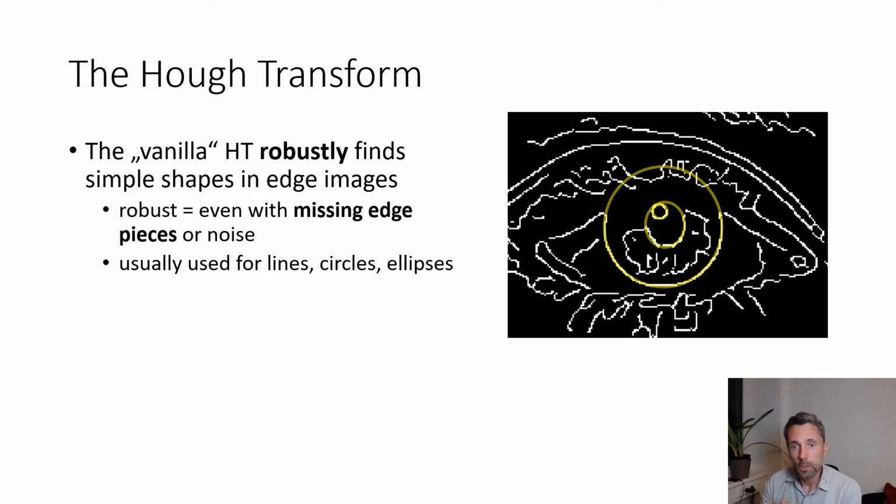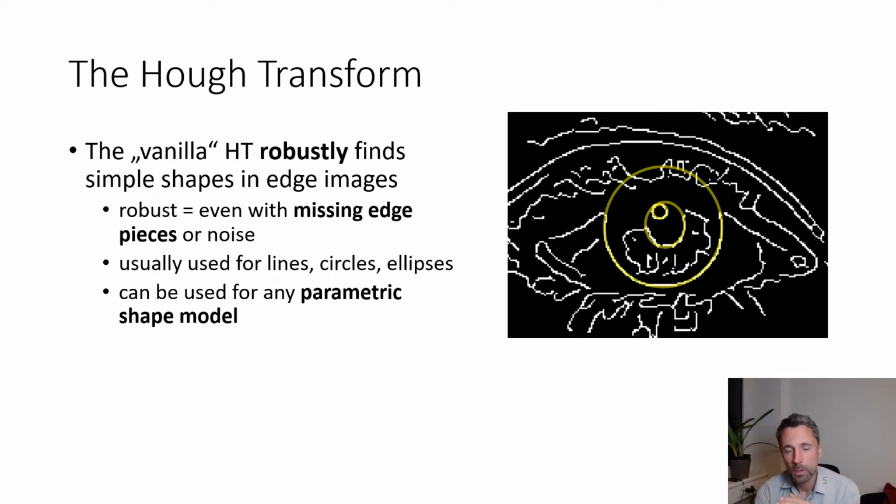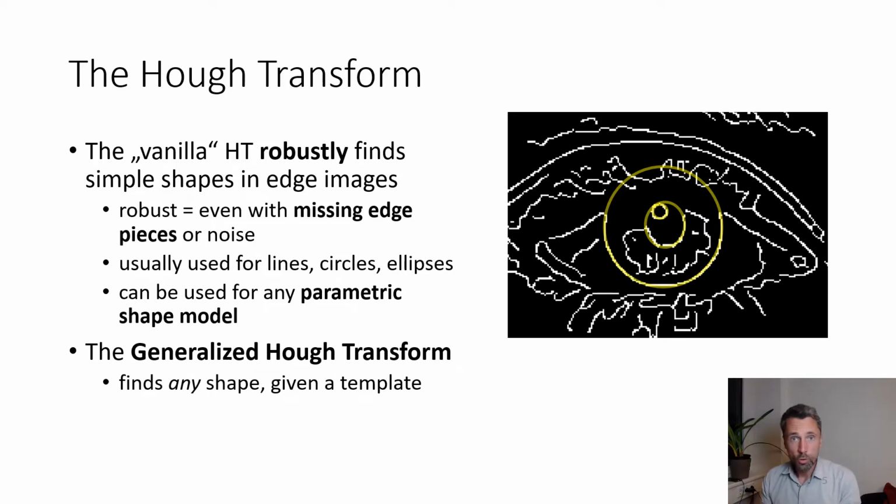And it's usually used for simple objects, so lines and circles and even ellipses, and can be used for really any model that you have that has parameters, right? So if you have an equation that describes the shape or even the motion of an object, you can use Hough, and I'll show you a couple of examples later. We'll also go in the second part of the lecture to the so-called generalized Hough transform that can be used for any non-parametric model, any shape, given a template.